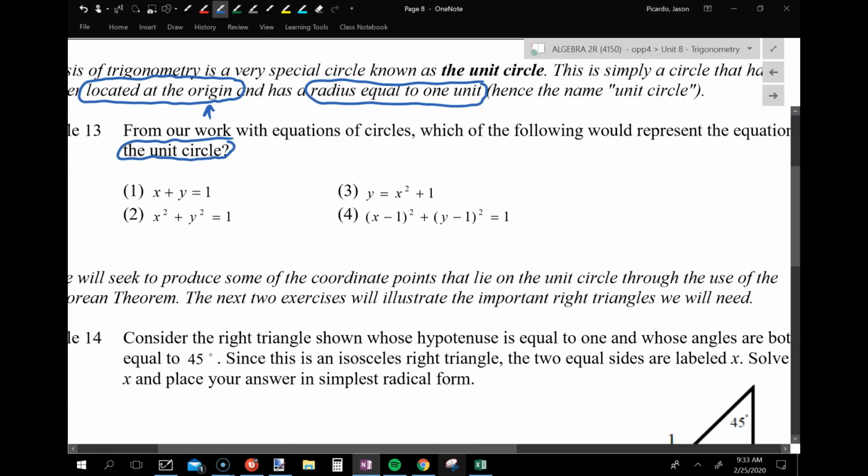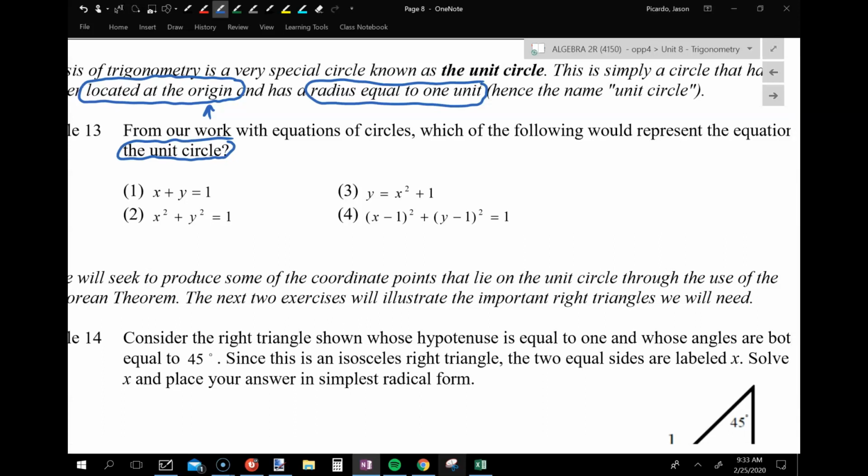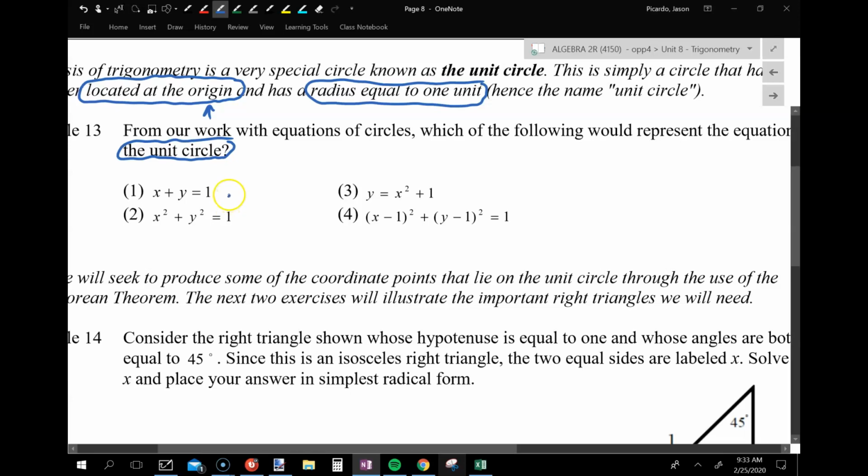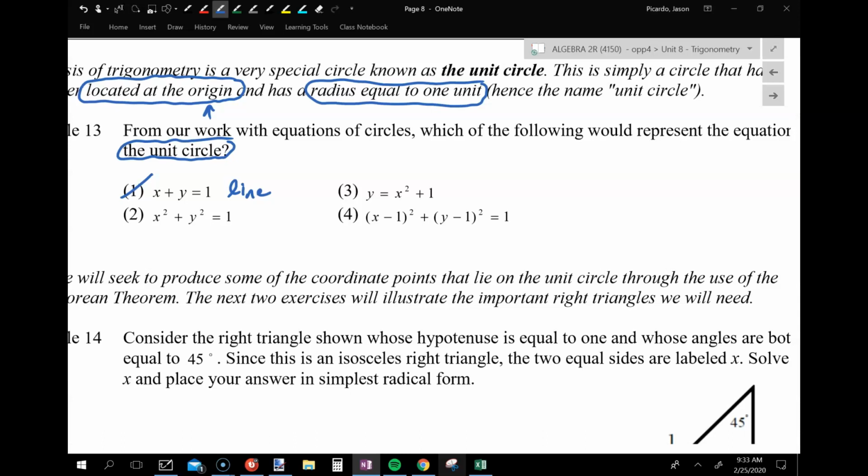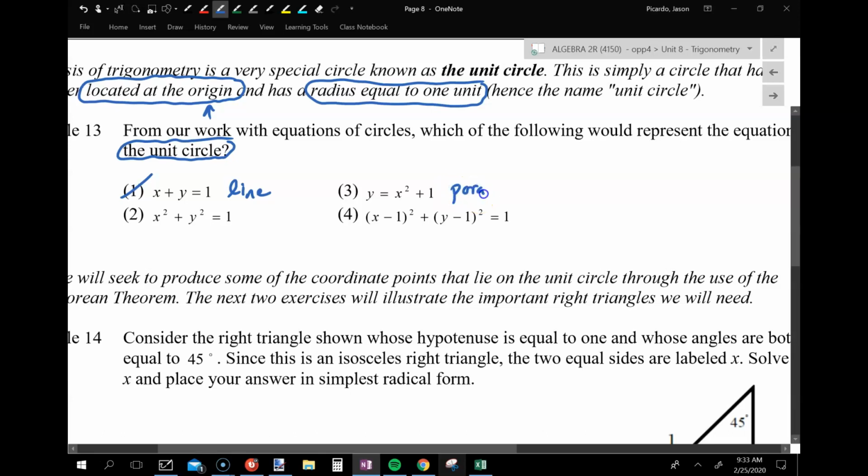I said if you took geometry last year, you should at least be able to get rid of 2 choices. Which 2 choices are not equations of circles at all? Well, choice 1, x plus y equals 1. If I asked you to graph x plus y equals 1, what would that create? A straight line. So this is the equation of a line, so it's not that. Choice 3, y equals x squared plus 1, is a graph of a what? A parabola. So it's not choice 3.